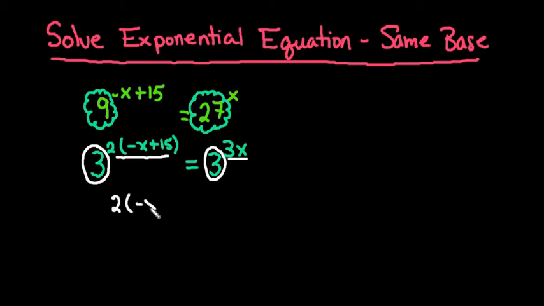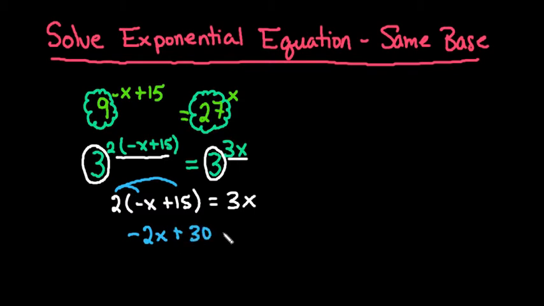So I have 2 times negative x plus 15 equals 3x. And I could have gone ahead and distributed there. I'm just showing out all the steps. So now what I would do is distribute the 2 in. So I have negative 2x plus 30 equals 3x.